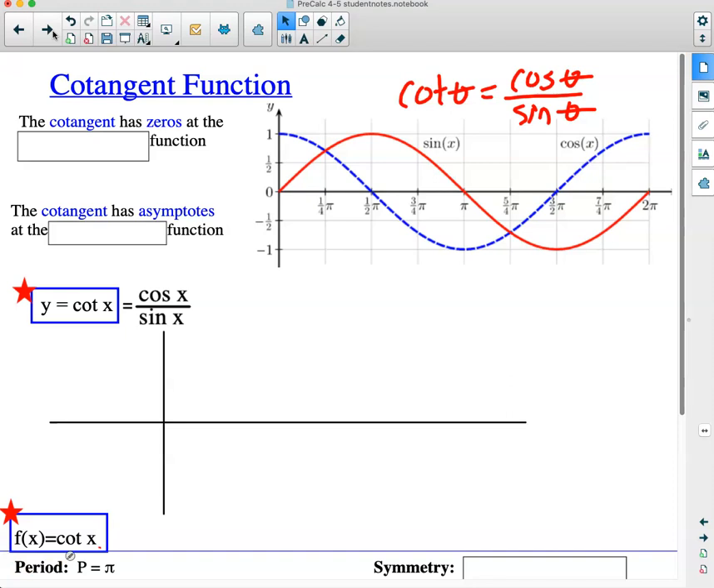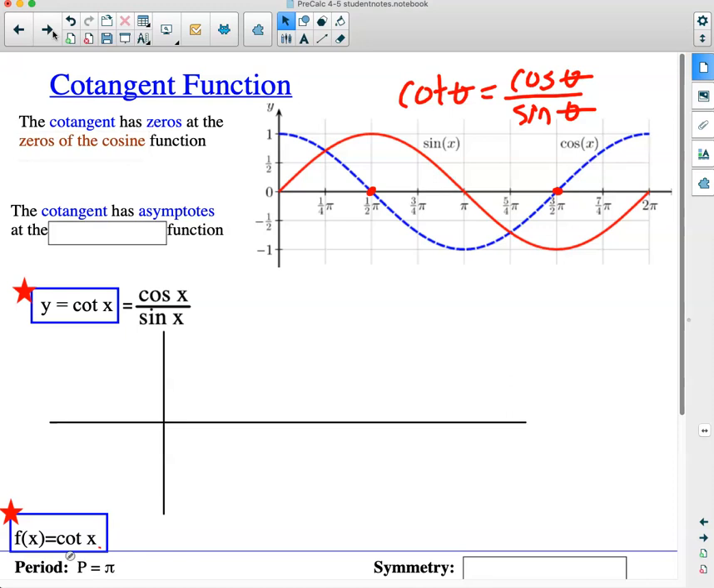Tangent is sine over cosine. Cotangent would then be cosine over sine. So let's see. The cotangent will have zeros at... zero in the top is okay. That would be where the cosine ends up being 0. So now we're going to have zeros at pi over 2 and 3 pi over 2. We had asymptotes there before.